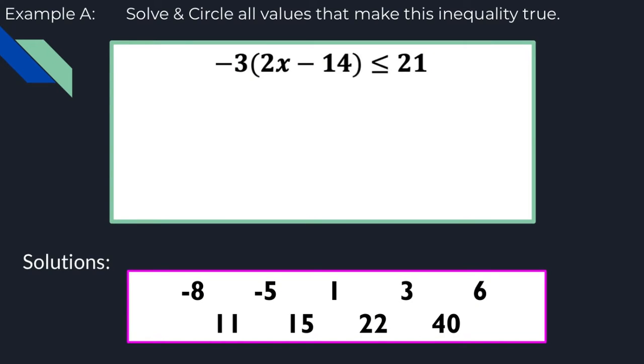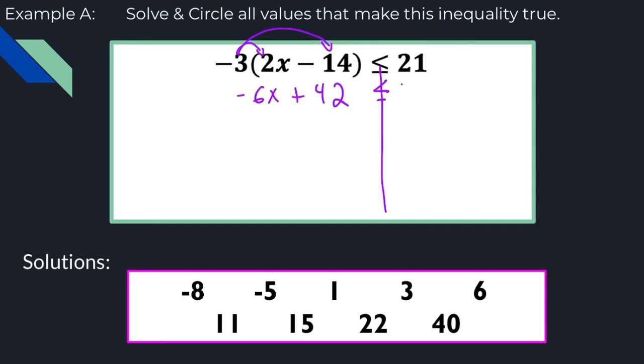Here we are in example A, and it says solve and circle all the values that make this inequality true. So the first thing we need to do is solve our inequality, and then we'll circle the solutions down at the bottom that are true answers. We're going to start by drawing a wall down from our inequality symbol, and then we need to simplify by using the distributive property. So I'm going to distribute the -3 to the 2 and the -3 to the -14. -3 times 2 is going to be -6x. Negative times a positive is going to be a negative. -3 times -14 is going to be +42. Again, a negative times a negative is a positive in this case.